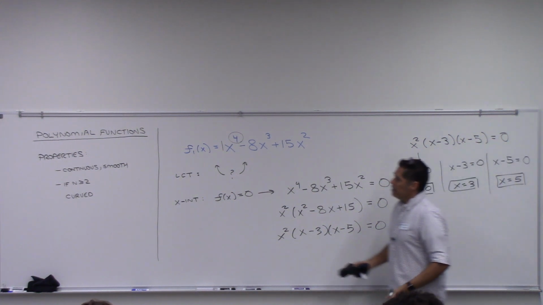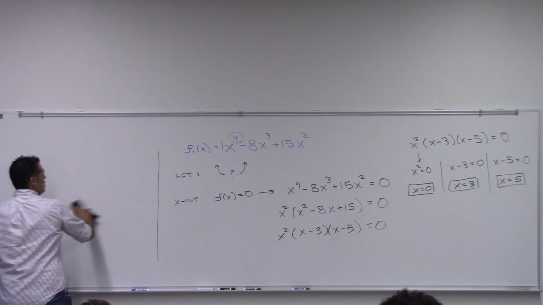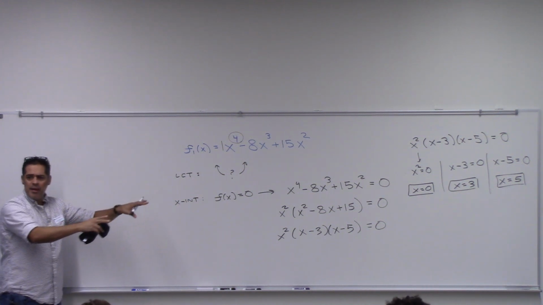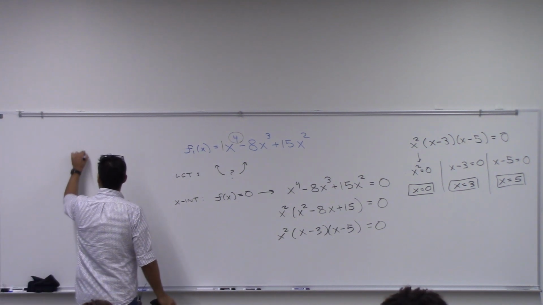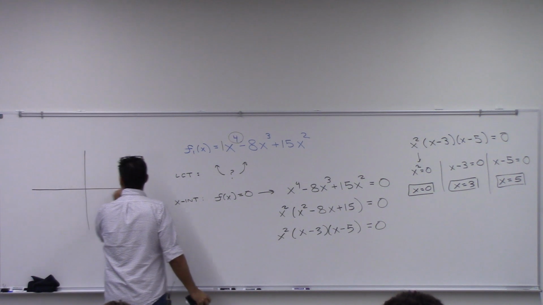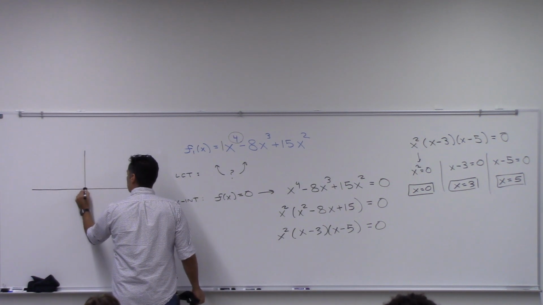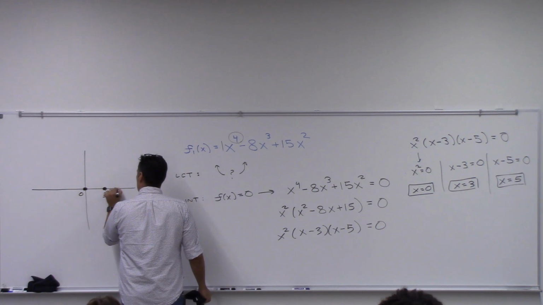It factored, right? So let's right now try and see if we can wrap our heads around the graph of this, all right? Like, do we have enough information to just draw a quick sketch graph? Let's see. Well, here's what I know for sure. I have an x-intercept at 0, at 3, and at 5.